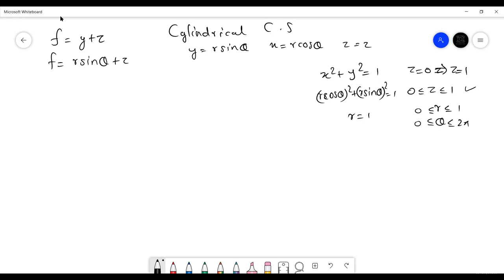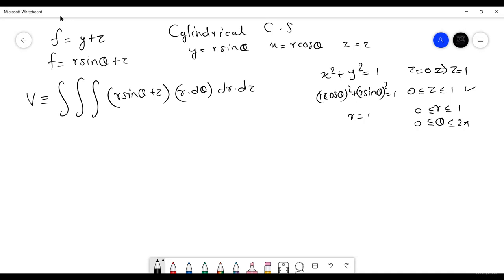If we find the volume of the function given to us as a triple integral, it is r sine theta plus z, into r, into d theta, into dr, into dz. What would be the range? r is 0 to 1, theta is from 0 to 2 pi, z is from 0 to 1. So here we can quickly integrate it.